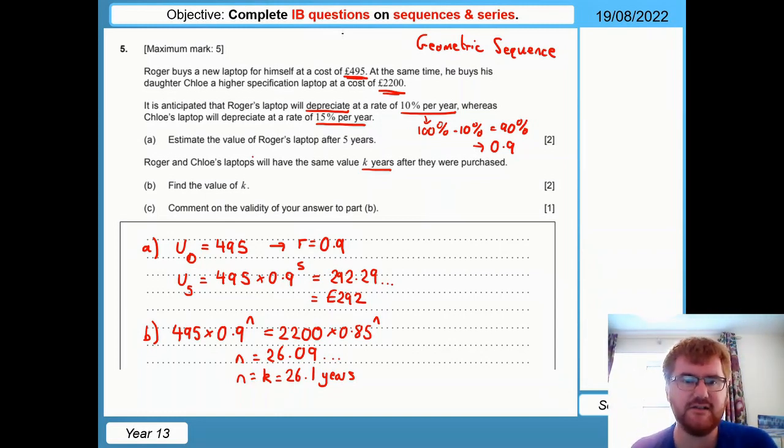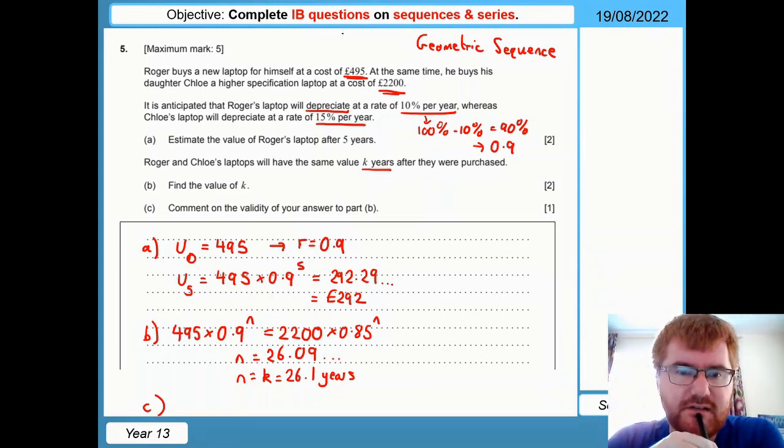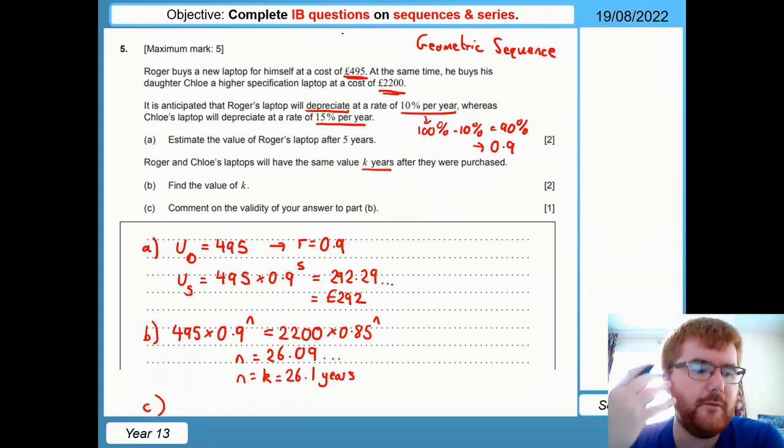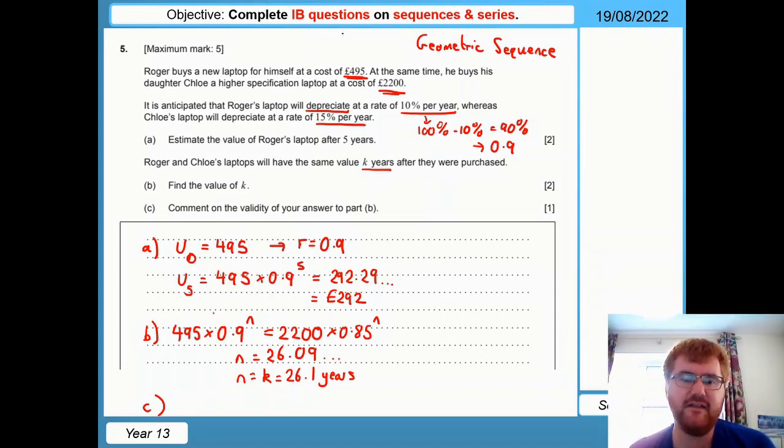And the last part is comment on the validity. This is sometimes something that comes up on these sequences and series questions of your answer to part B. So basically, what is essentially the problem with the models that we are using? And I think the most straightforward approach here, I mean, there's lots of different answers you can put down here, is that we've just assumed the depreciation is a constant here.